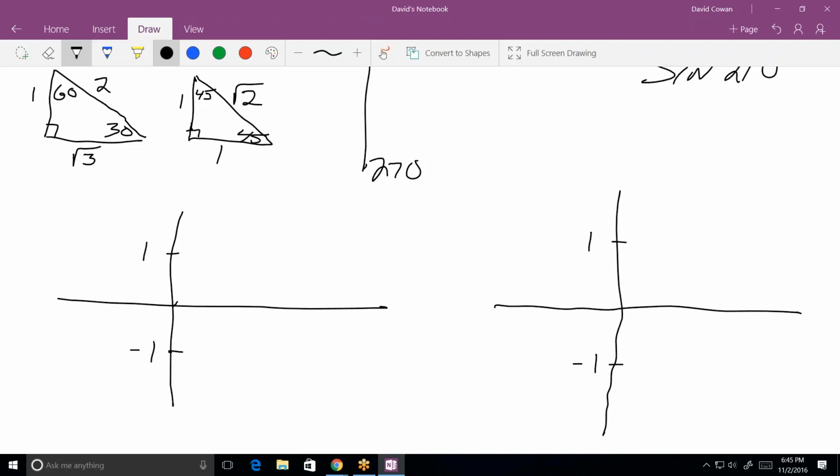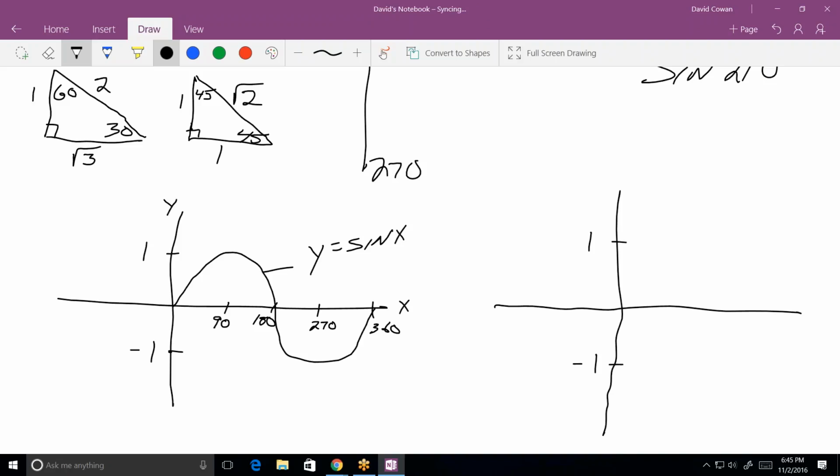The sine curve starts out at 0 and goes to 360. You need to memorize these; they're called quarter points also. Now, that's all you need to memorize. That's y equals sine x. This is the x-axis. This is the y-axis.